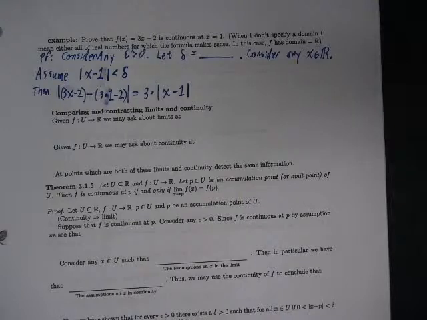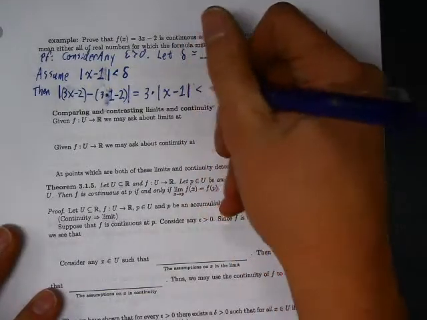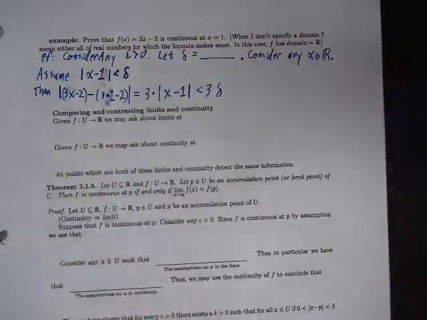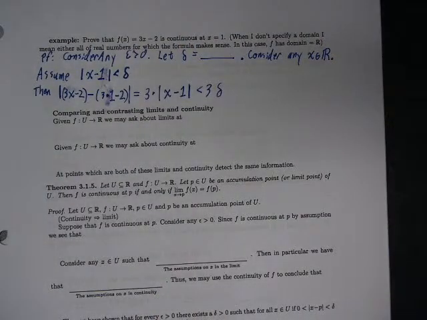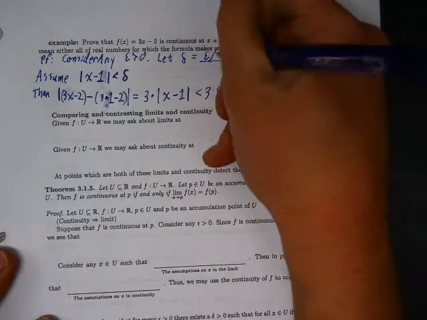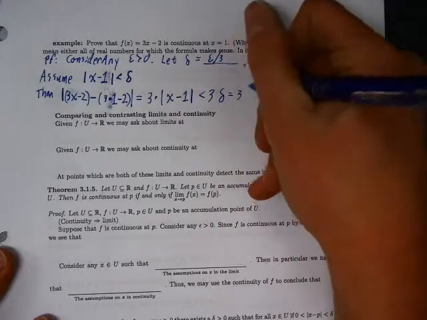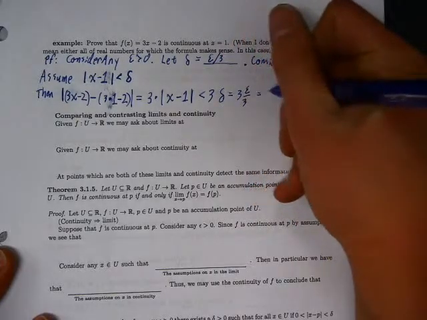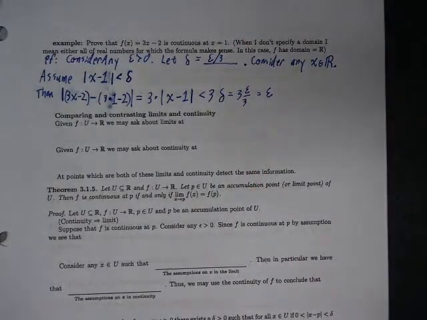But what did I assume about the absolute value of x minus 1? Was there a choice for delta I could make, for which that would be epsilon? So let's let delta be epsilon over 3. This is now equal to 3 epsilon over 3, which is just epsilon. Is that exactly what I needed? Yes.